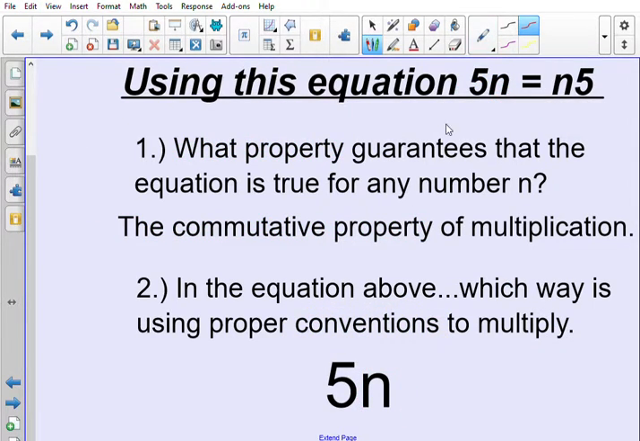Again, as we're looking through that, properties are something that you're going to have to know. In this case, the commutative property of multiplication, you have to make sure that you use multiplication. Don't just tell me commutative property. And then also remembering your conventions, how to multiply things. In this case, 5n.